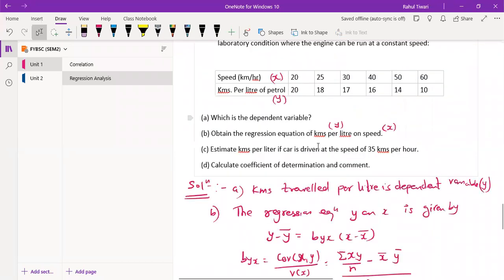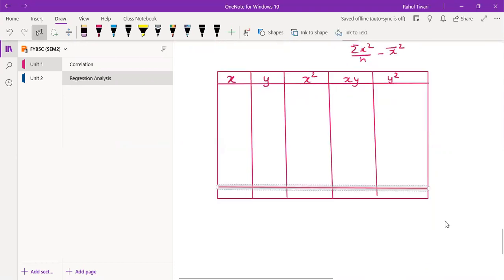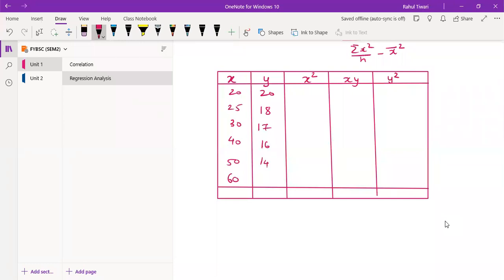I am going to write all these numbers. You can just fill these numbers. You can tell me what your total could be. Please do it fast and use that total summation here. So I will write these numbers: 20, 25, 30, 40, 50, 60, and 20, 18, 17, 16, 14, 10.